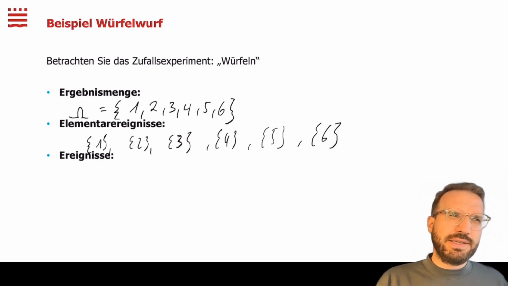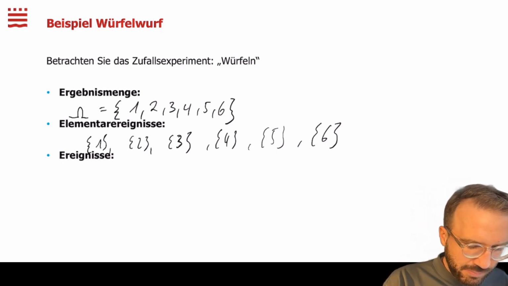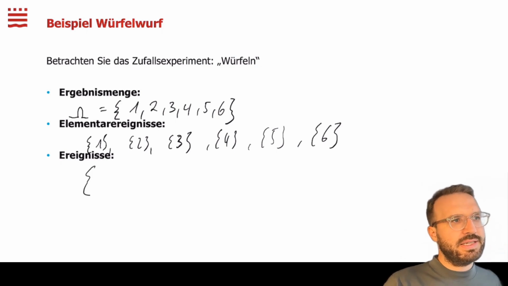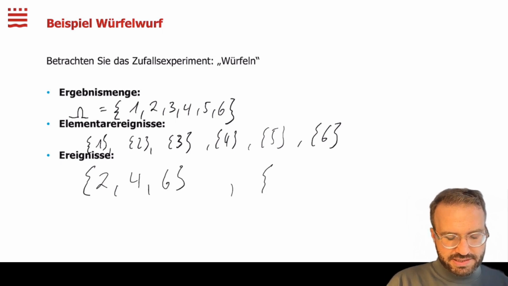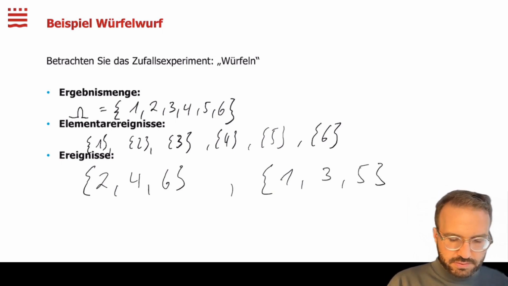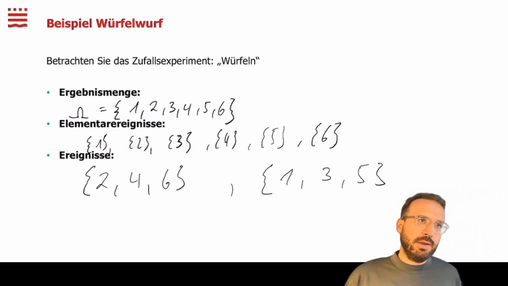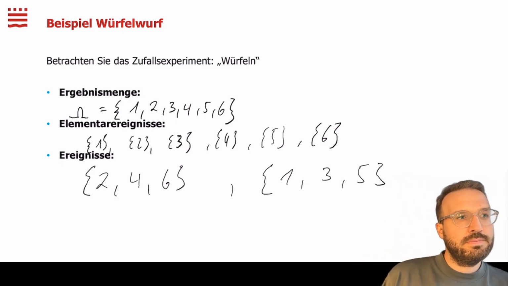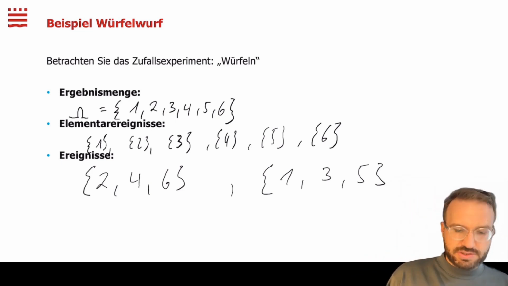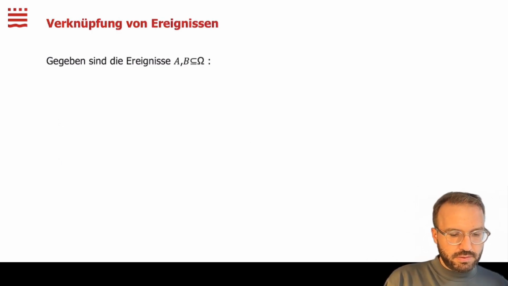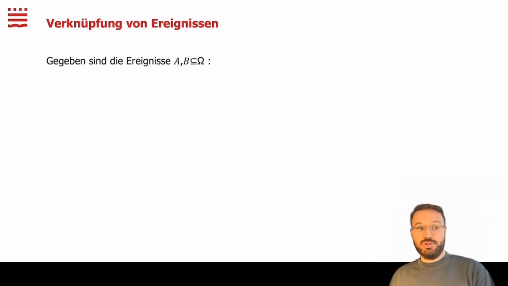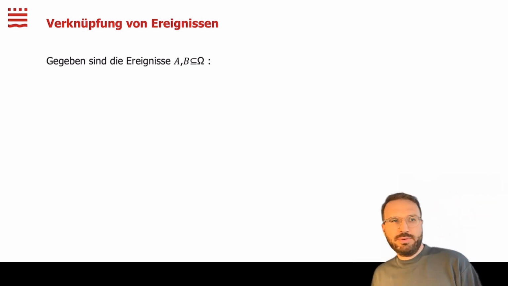Can you think about how many events there actually are? I will give an example. For instance, we can take the event that the number is even, which means it is 2, 4, or 6. Or we take the event that the number is odd, which would be 1, 3, and 5. You can consider how many events there actually are. Essentially they must form a subset of omega. These are the terms events, outcomes.